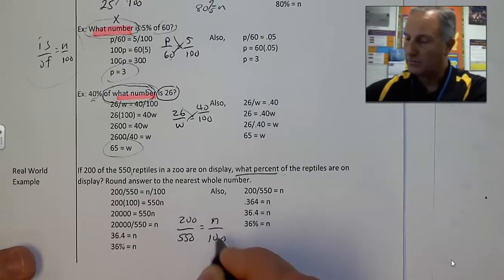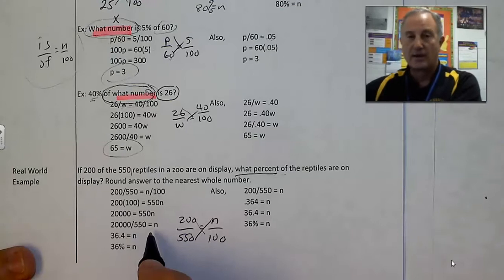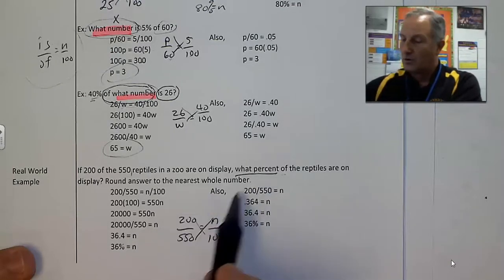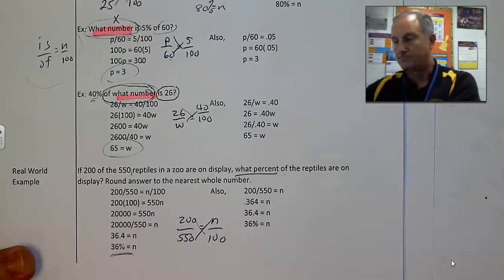Same thing, so when you cross multiply, that's what you get. 200 times 100 is 20,000. Divide by the 550, you get 36.4. That would be percent. And they wanted you to round it to the nearest whole number. Well, that 0.4 would round down to 36%. Okay?